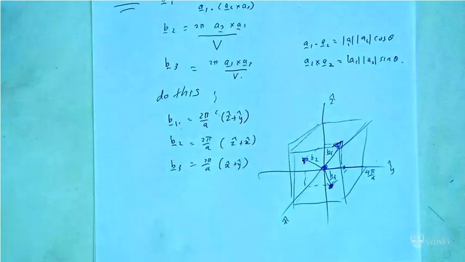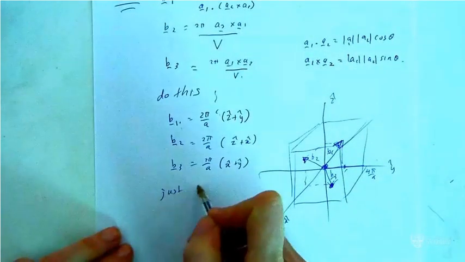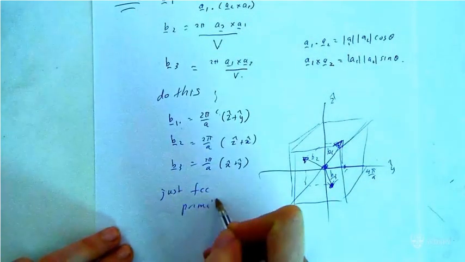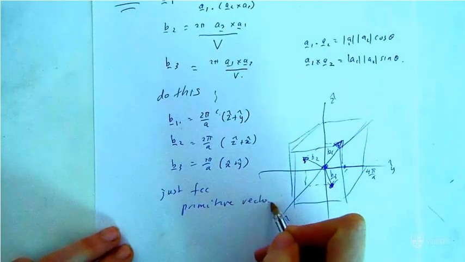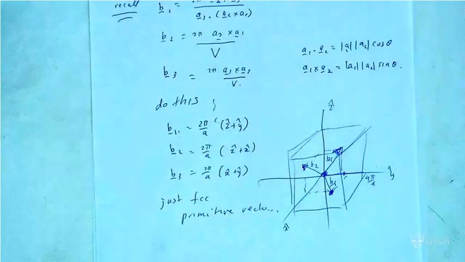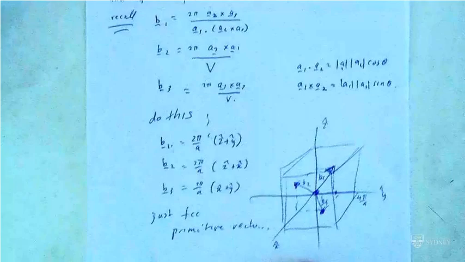So these are just the FCC primitive vectors. So I think, as I said before, at the leaving off point of last lecture, the reciprocal lattice of the BCC is the FCC, and the reciprocal lattice of the FCC is the BCC cell. And we just focus on these because these are the more simple ones. There's also hexagonal, which I'll mention shortly. Okay, so I think that's pretty straightforward.